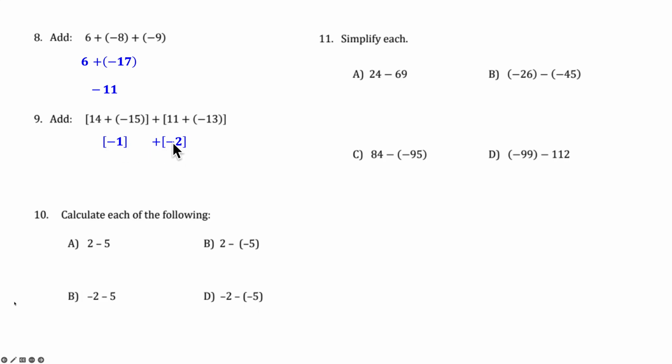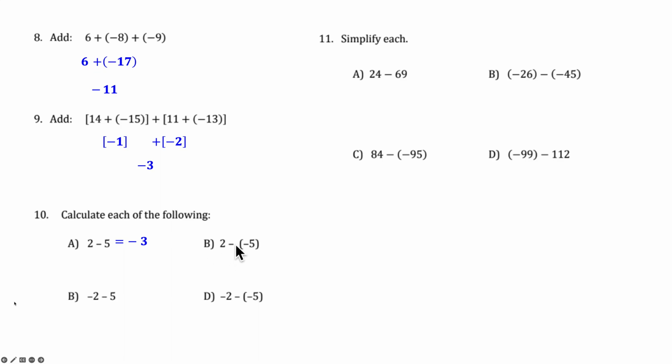All right, they're both negative numbers. We're going to add them together, so my answer will be negative. 1 plus 2, negative 3. Number 10, 2 minus 5. 5 is bigger. It's a negative. My answer is negative. Positive 2, negative 5. Okay, subtract 5 minus 2, negative 3.